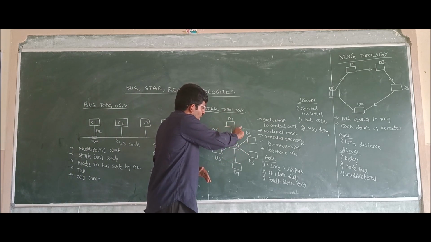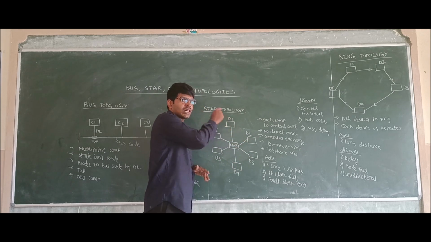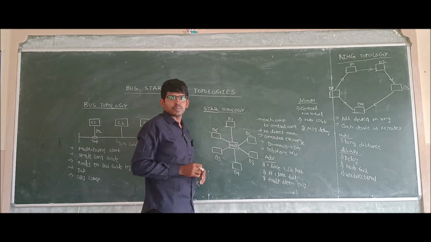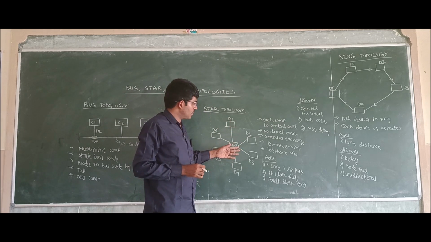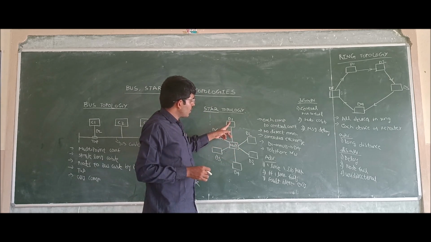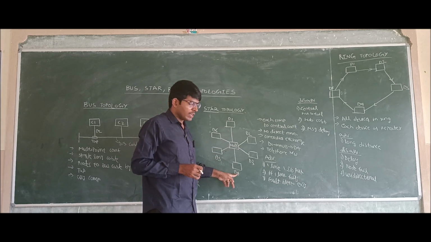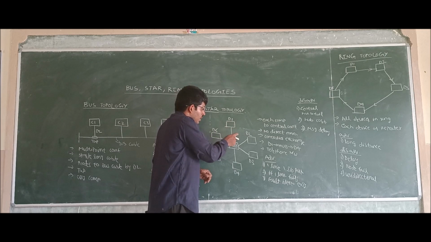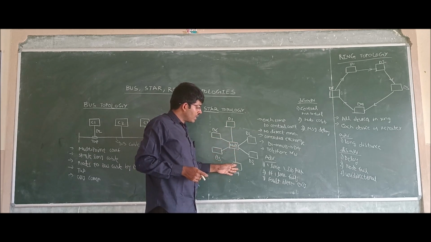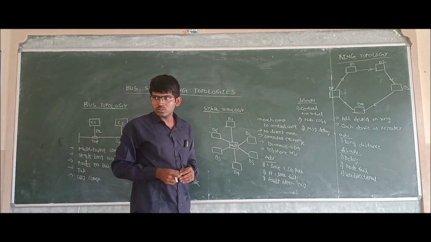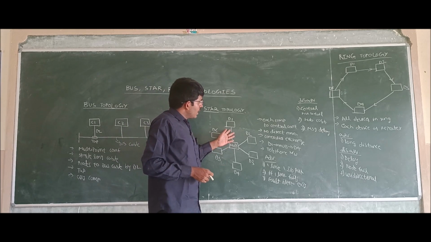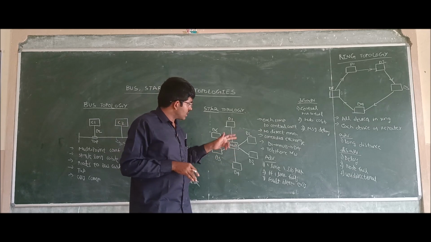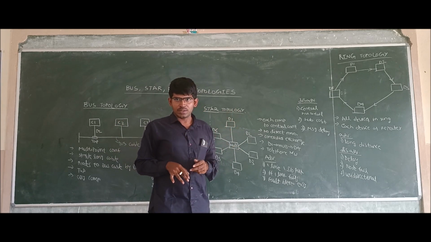Next one is star topology. In this, all the devices are connected in a star fashion. We are using a hub as a central controller here. Whenever D1 wants to communicate with D4, it cannot directly communicate with D4. First it sends the data from D1 to the hub, and the hub will send the data to D4. Mainly telephone exchange uses this type of star topology network.